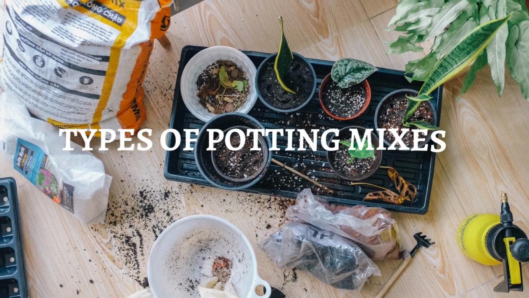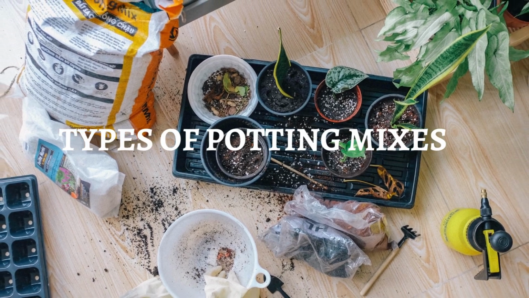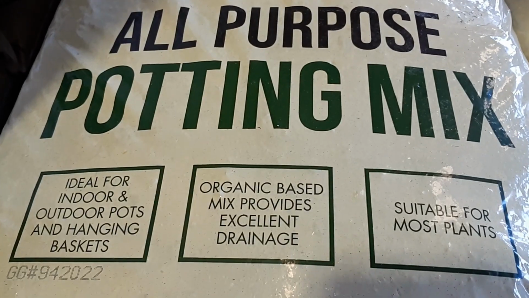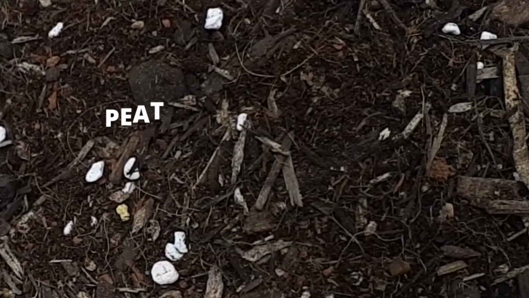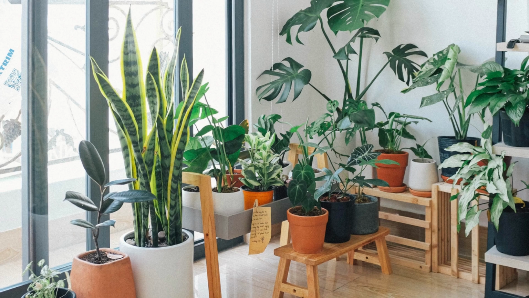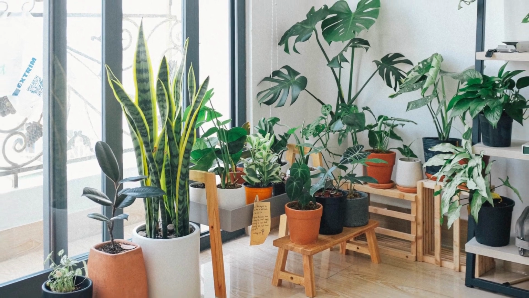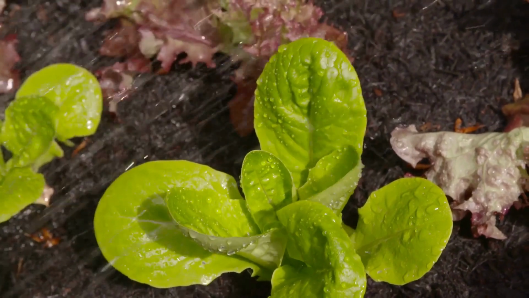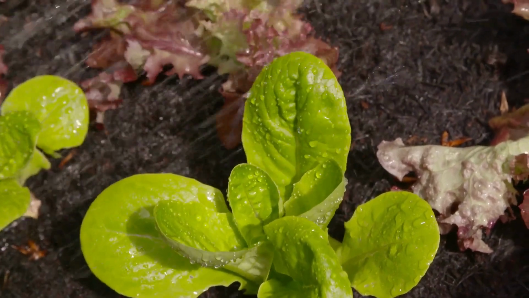Now we'll talk about the different types of potting mixes. So the first one is all-purpose potting mix, which is basically a blend of peat moss and composted bark along with perlite and vermiculite in it. Now, all-purpose potting mix may or may not contain fertilizers, and this type of soil medium can be used for indoor or outdoor plants. It can also be used to grow edibles in your garden.